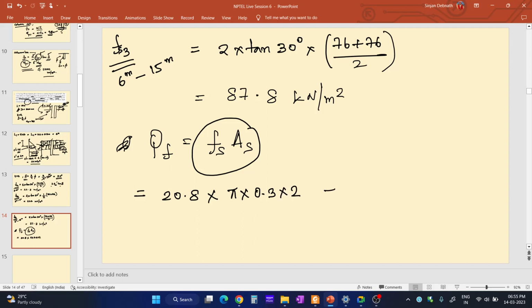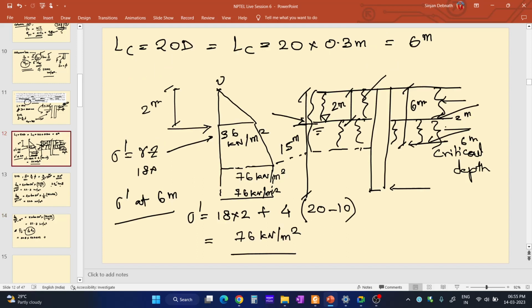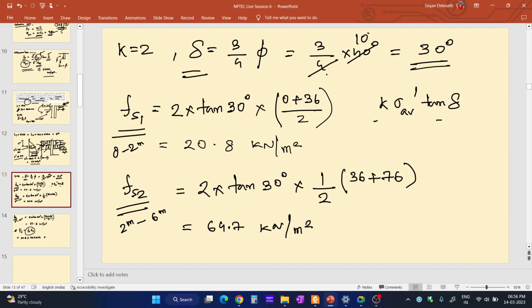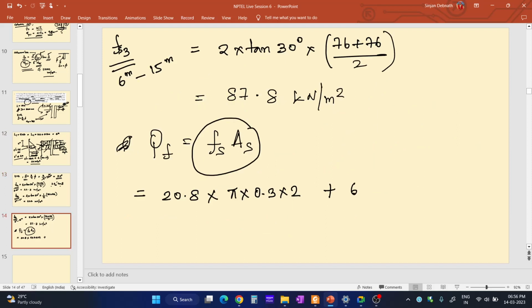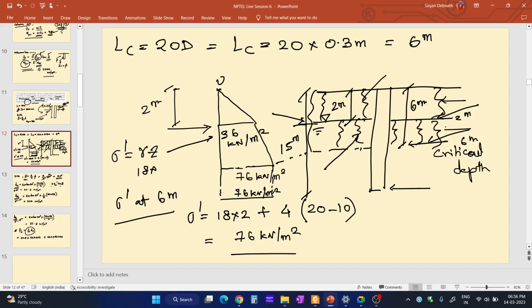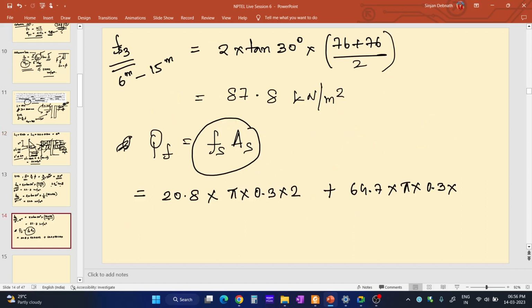Okay. So plus Fs2, that is the unit skin friction resistance of the second portion, multiplied by the surface area of the second portion. So what is the value of Fs2? The value of Fs2 is 64.7. And what is the surface area of the second portion? It is also pi into d into L. So pi into d is 0.3. But what is the length of the second portion? The length of this portion from 2 meter to the critical depth, that is 6 meter, is 6 minus 2, that is 4 meter.